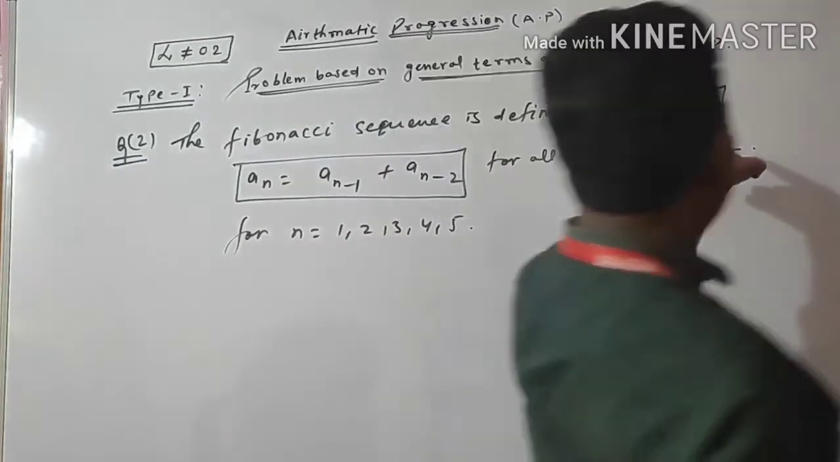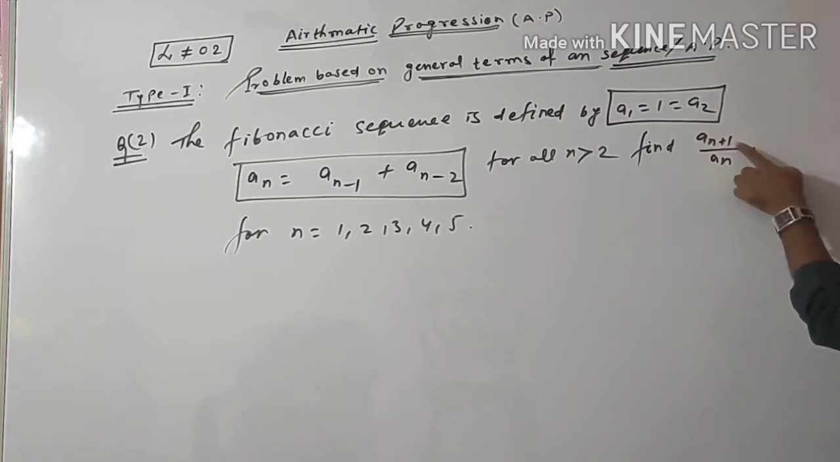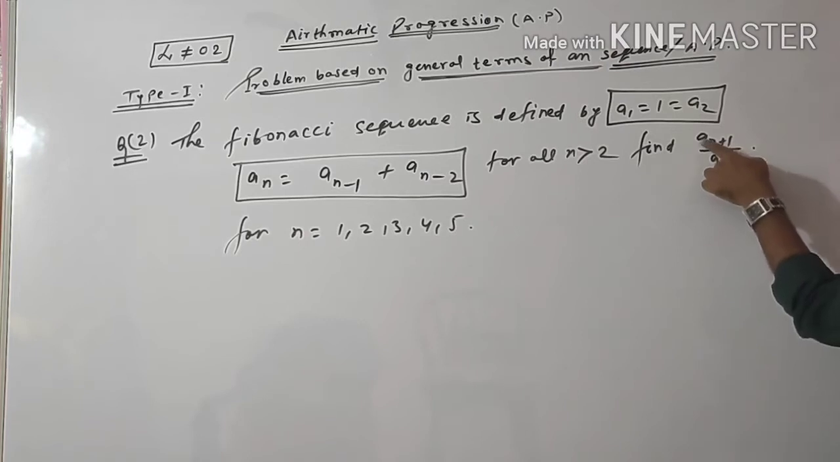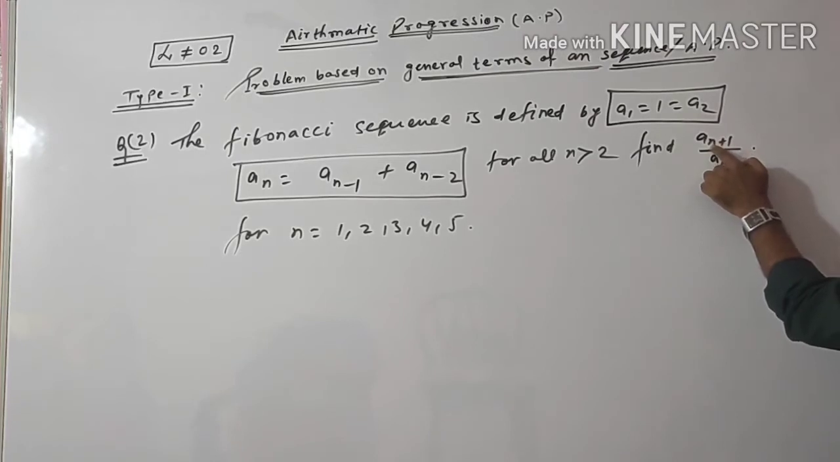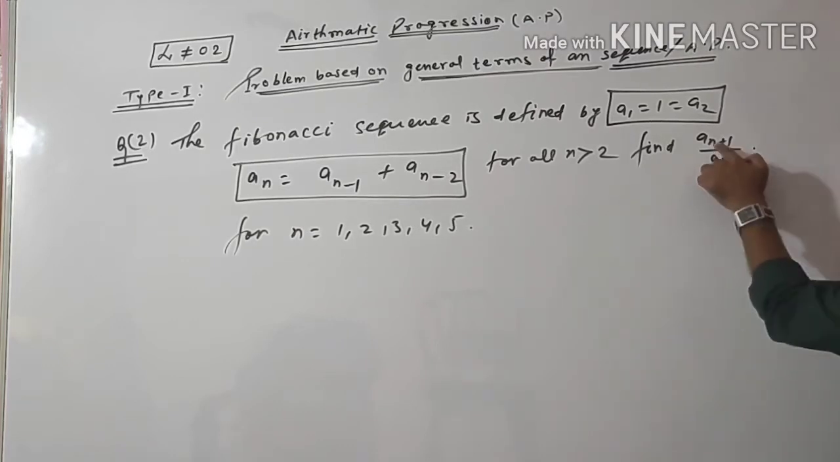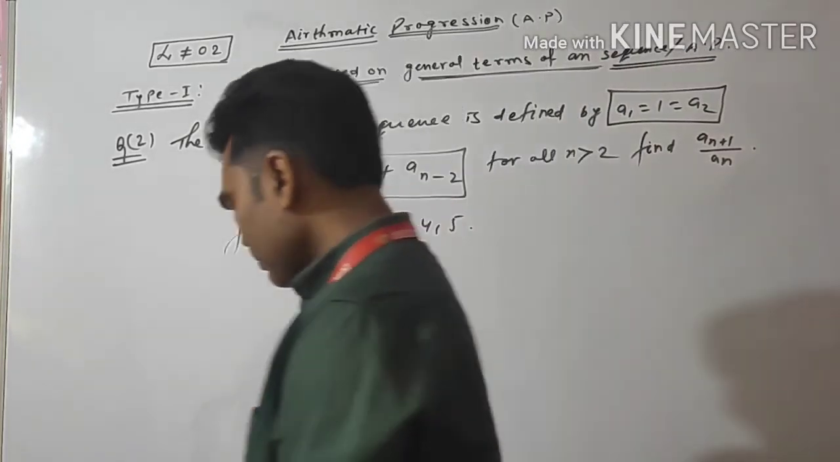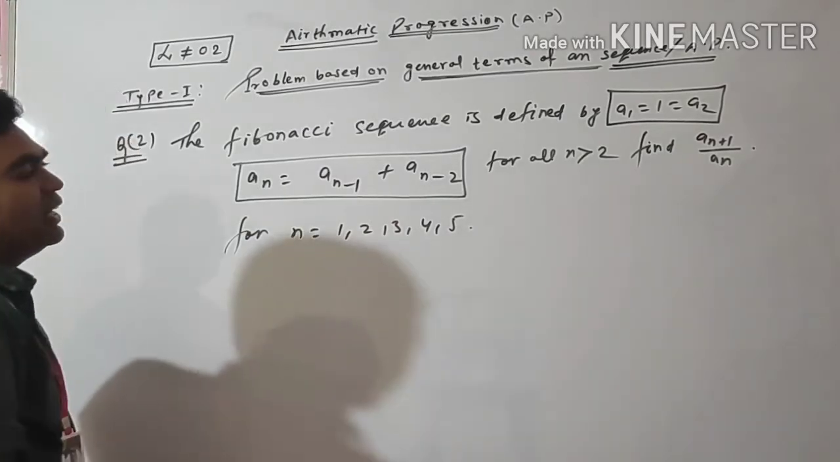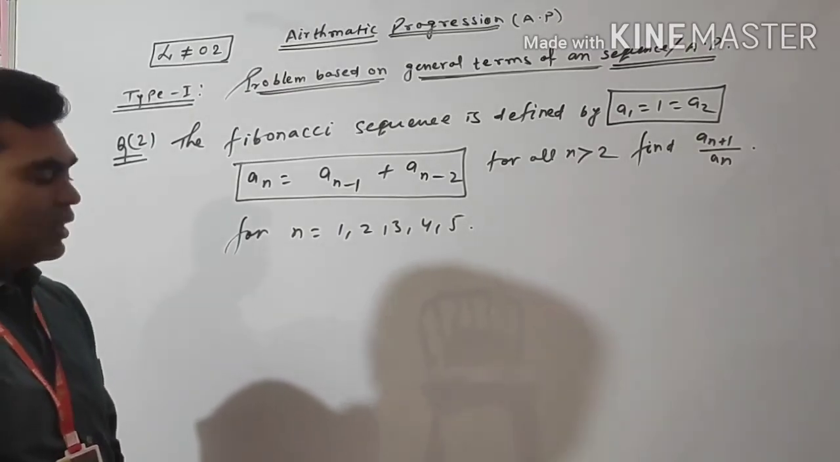When n equals 1, we find a1 plus 1 by a1, that means a2 by a1. When n equals 2, that means a3 by a2. When we put n equal to 3 here, then a4 by a3. And lastly, when n equals 5, we find a5 plus 1, that means a6 by a5. Okay? So finally, the last term we find is a6 by a5.